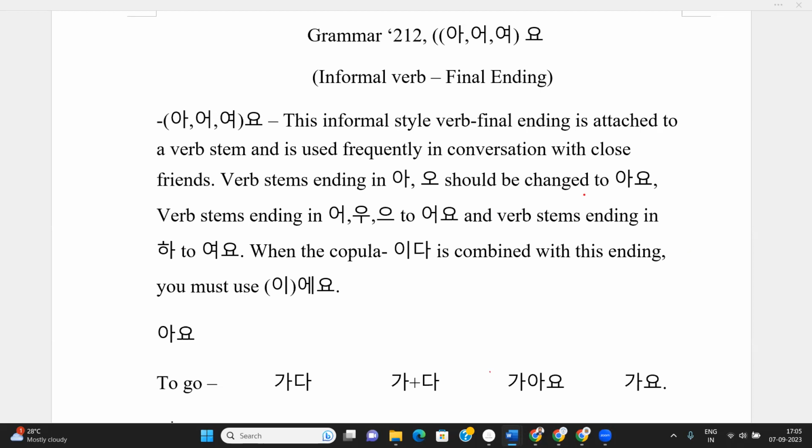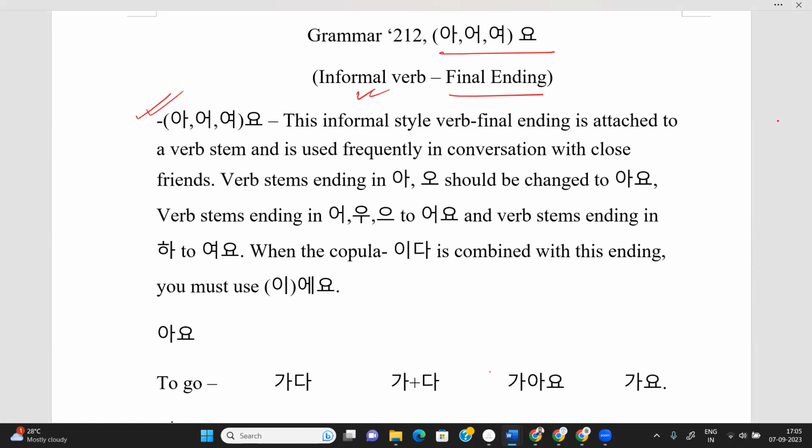So today we will start with this grammar. This grammar is called informal verb final ending. So let's study this one today. Read from here. Informal verb final ending: a, o, yo.